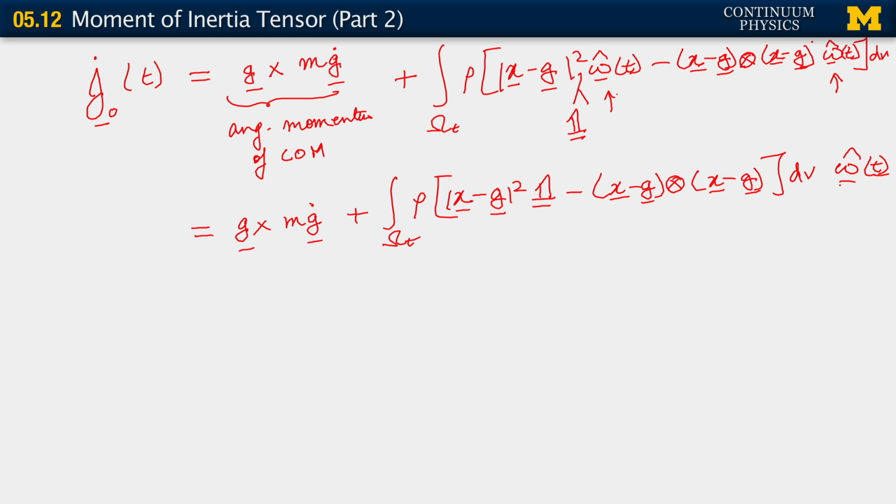Okay, because omega hat is a function of time alone, and I can pull it out of the integral. This quantity here is a tensor, right? I should be clear, because the first term is the isotropic, second order isotropic tensor, and the next term is a tensor product of two vectors, which is also a tensor. This tensor has a special name.